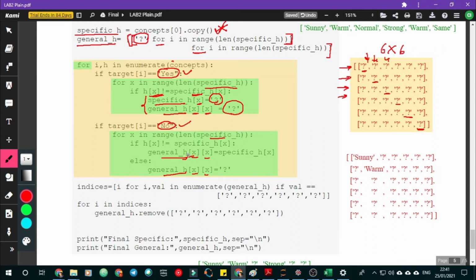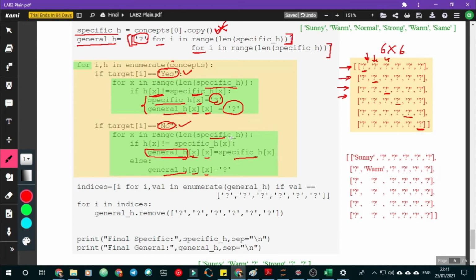Correct? This is the variable name or object name. Okay, general underscore h is an object name of a list object. Correct? And in negative, h of x is not equal to specific h of x. When both are not same, then only we are changing the general hypothesis to specific hypothesis.